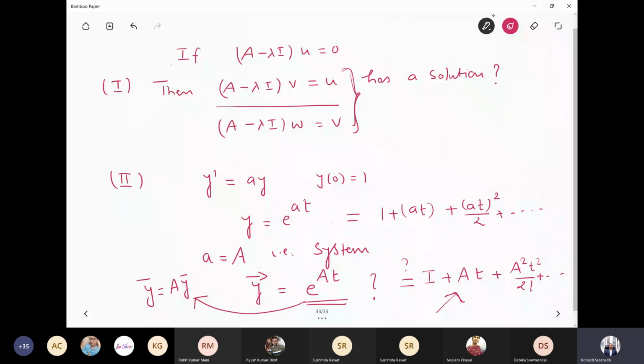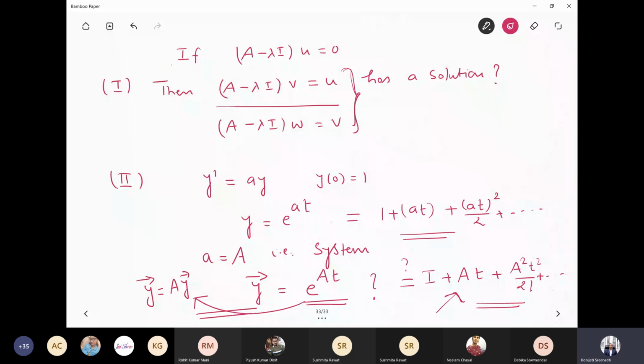That means we are now mixing two things. One thing is coming from the calculus, and the other things are coming from the differential equations. So whether these two things are one and the same, or they are two different things? So these are the questions that we want to answer. The answer is provided by the Jordan canonical form.